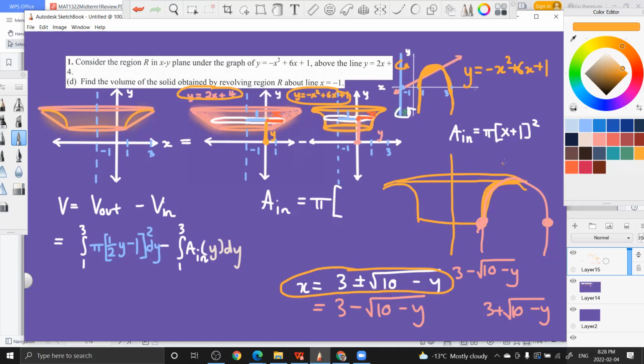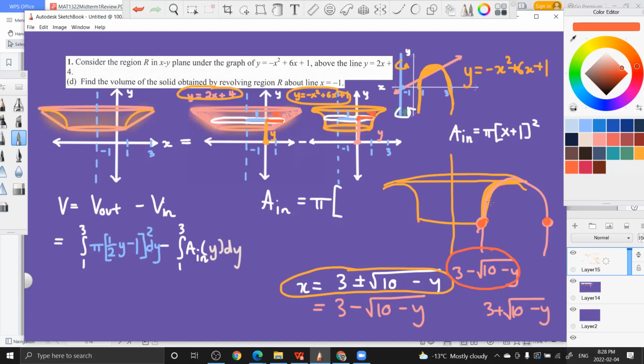When we are rotating this function, we're rotating it around x equals 1. If you just imagine it in your head, when you rotate it, which point are you using? Are you using this one or this one? Well, you see that you're using the left, right? And the left one is 3 minus the square root of 10 minus y. Then the right one is 3 plus the square root of 10 minus y, but we're not using that one. We're using the left one.